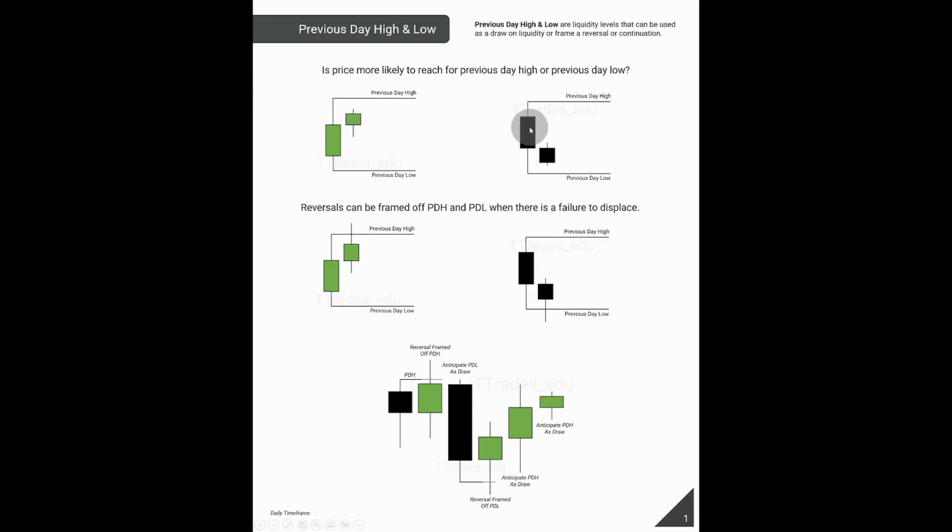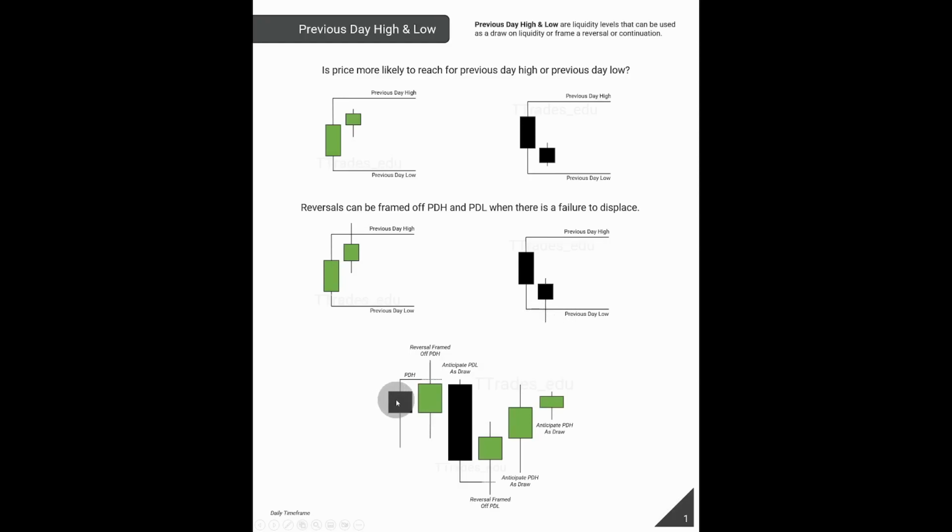Similarly, over here, we are trending down. So I'd expect price to reach for previous day low. Previous day high and low can also be used as liquidity pools to frame a reversal. So for example, here we reach into this previous day high, we can't displace above it, and price reverses. Similarly, over here, we reach below this previous day low, can't displace, and we come back in the range.